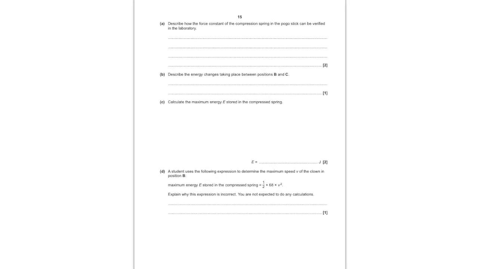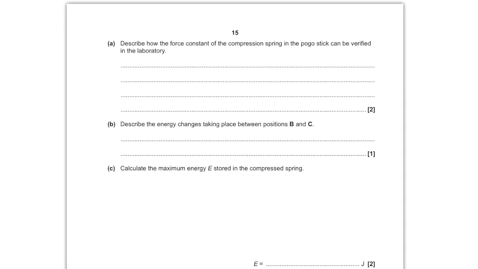In part A, we are to describe how the force constant can be calculated or can be verified in the laboratory. So for this one, we know that k is equal to force over extension. So if we can work out those two things, we can work out a graph of force versus extension, and then from there it would be a straight line and the gradient can be calculated.